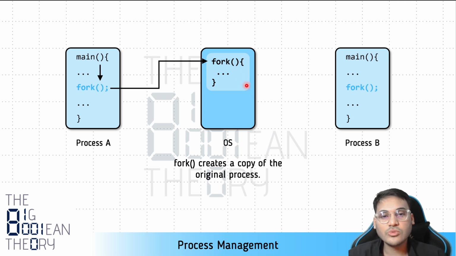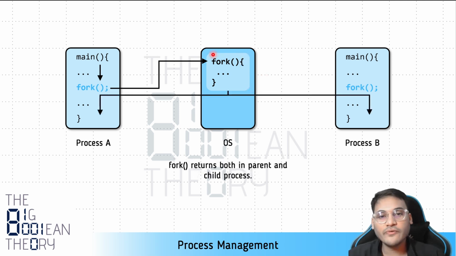Once the fork system call is done, it will return. And how does it return? As we know, the fork system call returns twice: first in the parent process and another time in the child process. Since the parent process was the one which invoked the fork system call, obviously it will return there. But it also returns in the child process. And in both cases, the execution starts from the statement which follows the fork system call.